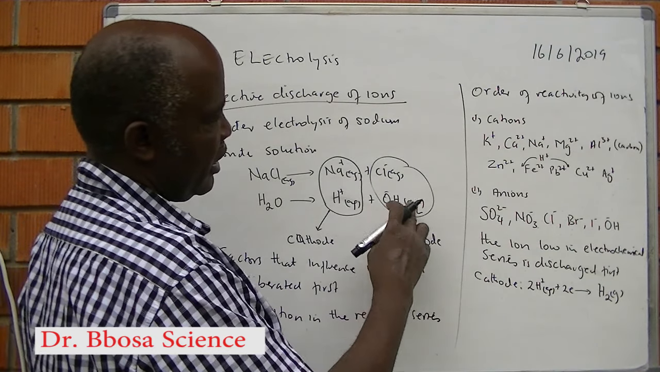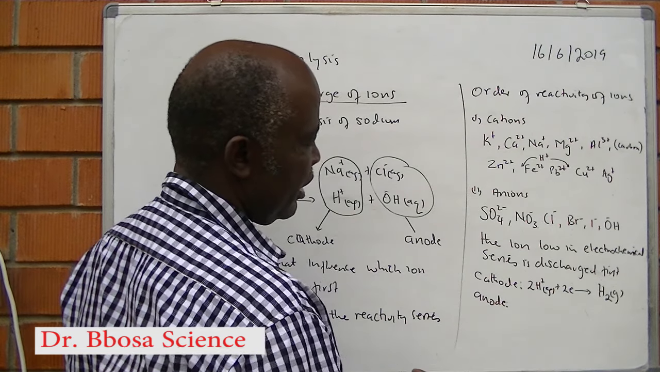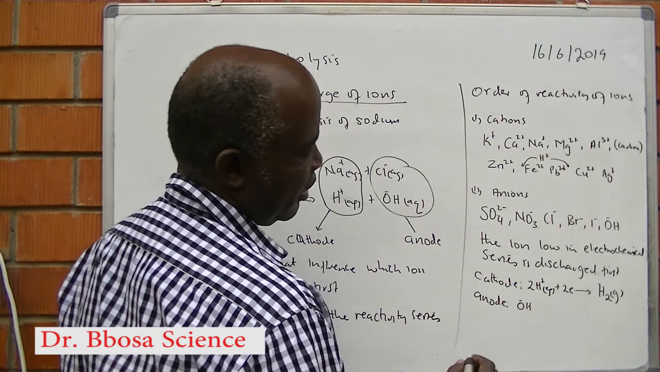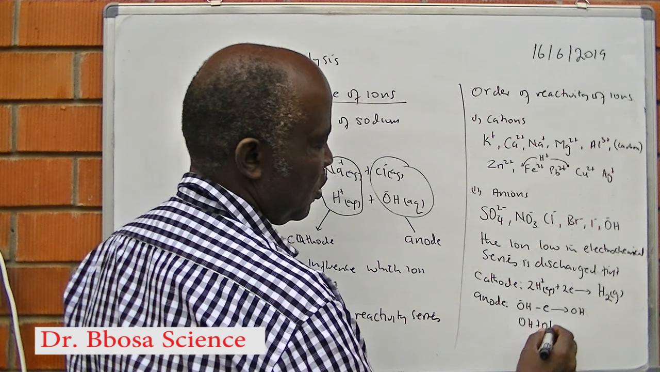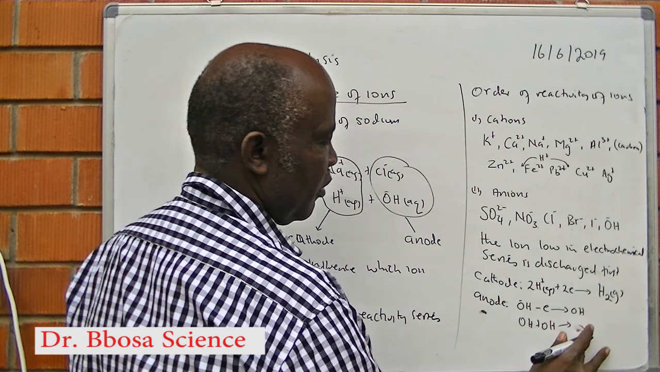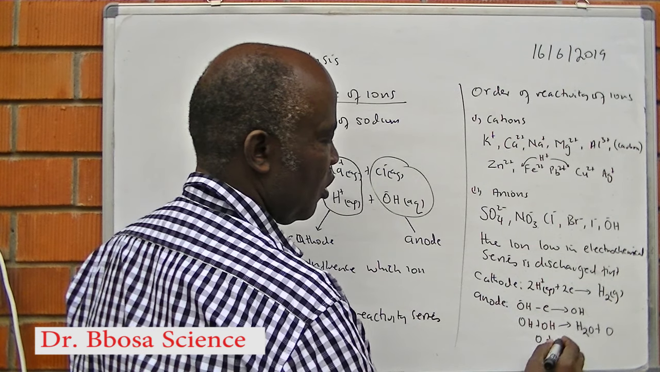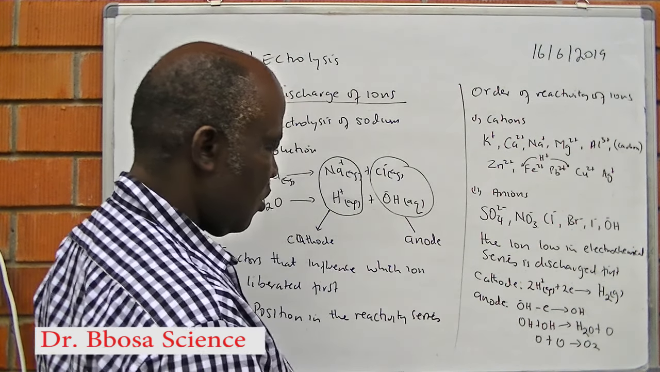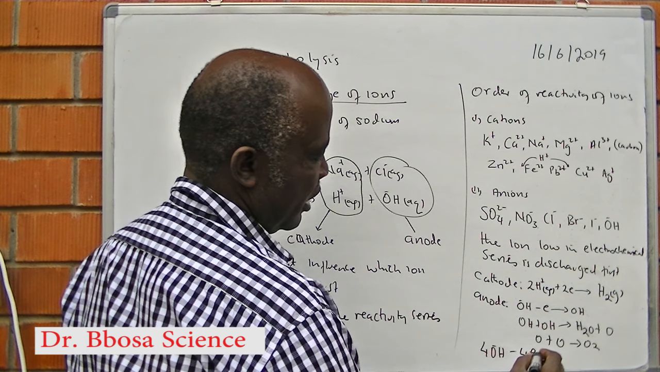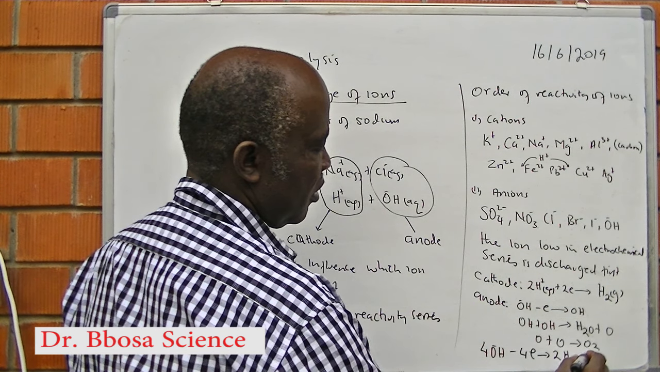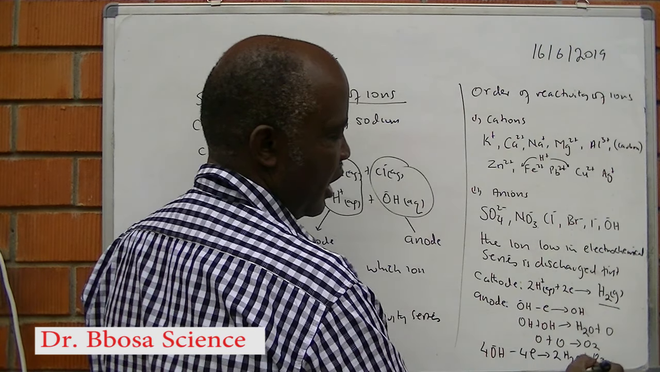Similarly, OH is lower than chlorine in electrochemical series, so at the anode, OH will lose an electron to form OH. Then OH plus OH will give you H2O plus O. Then O plus O will give you O2. We can write it in full and say that 4 OH minus 4 electrons will give you 2 H2O plus oxygen. So in this case, the products of electrolysis will be hydrogen and oxygen.